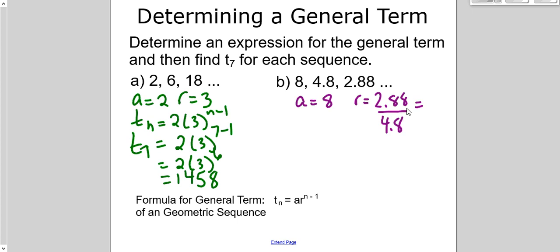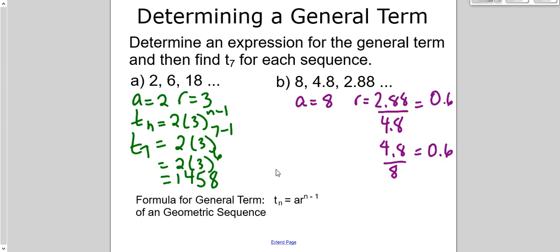So 2.88 divided by 4.8, and I get 0.6. Now I'm just going to double check to make sure. So 4.8 divided by 8, and yes, I get 0.6 again. So that means my R value must be 0.6.